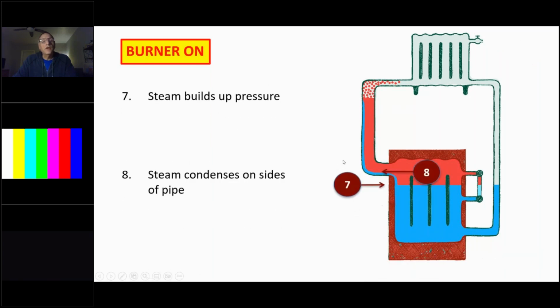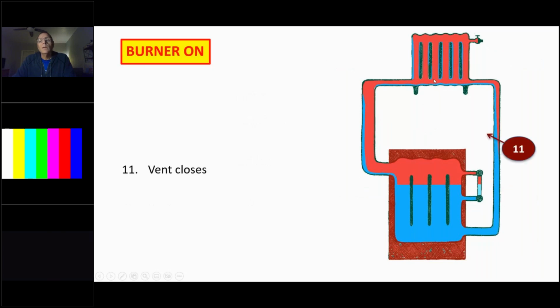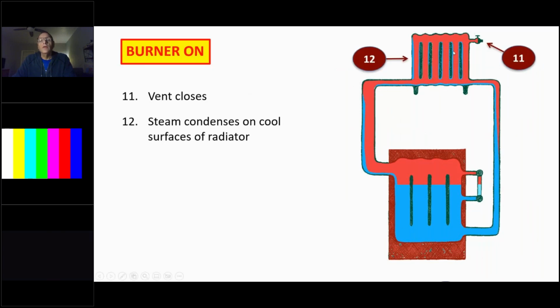As the steam pressure builds up, condensate starts to form on the side of the pipe and steam flows towards the lower pressure. So with steam, the pressure goes from higher to lower. The higher pressure is formed at the boiler, the lower pressure is in the radiator, so the steam flows towards lower pressure. And then the air flows out of the air vent. The vent closes. We get good warm heat out of the radiator. The steam condenses on the cool surfaces of that radiator, and then it starts to flow back to the boiler.